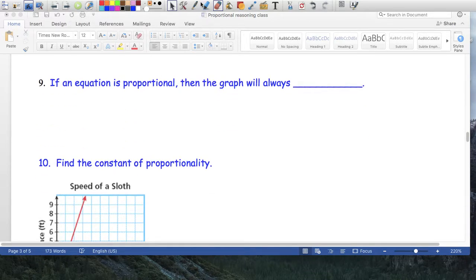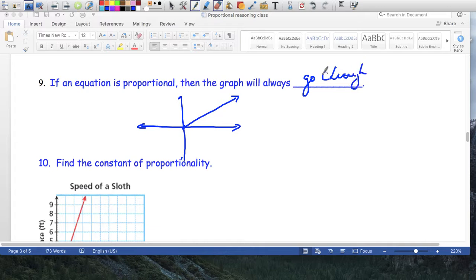Number 9: if an equation is proportional, then think about the graph. If it's proportional, it will always go from 0 to wherever. So it will always go through the origin. It has to.